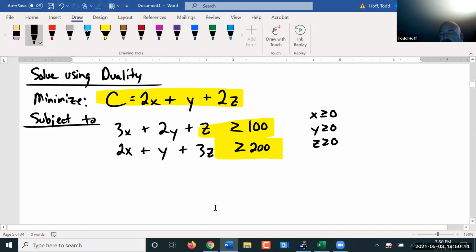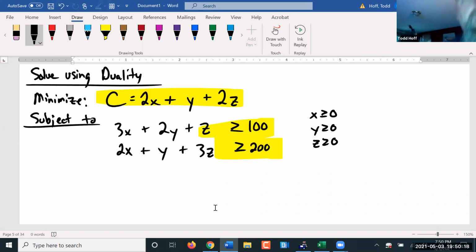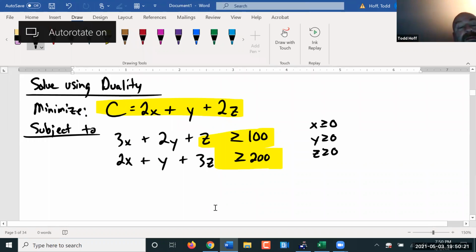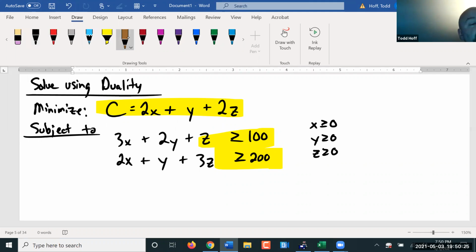So that problem that literally took 4 or 5 minutes with Excel, let's see how quick we can run through it with duality. I shouldn't say run through it. I'll take my time and make sure you guys can keep up on it. So we start out by creating a characteristic matrix. Characteristic matrix starts with the constraints.